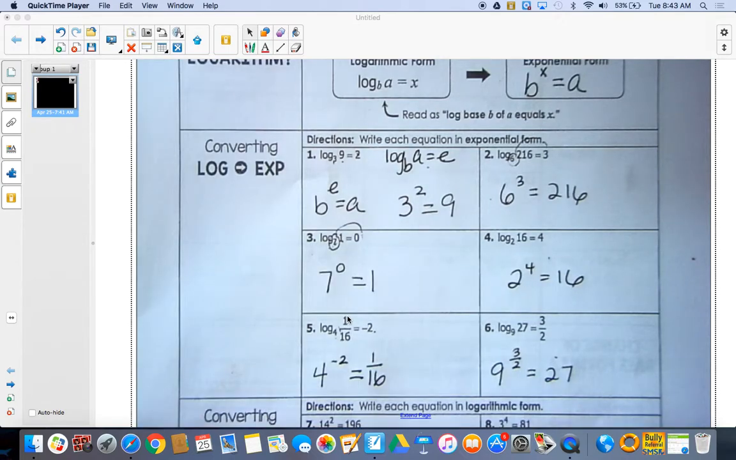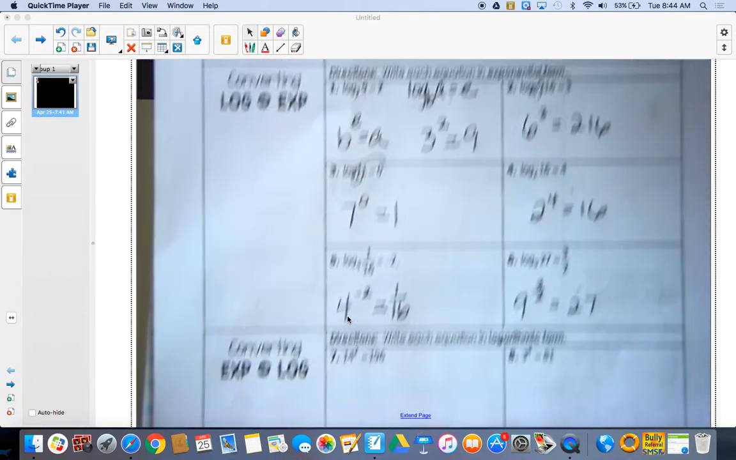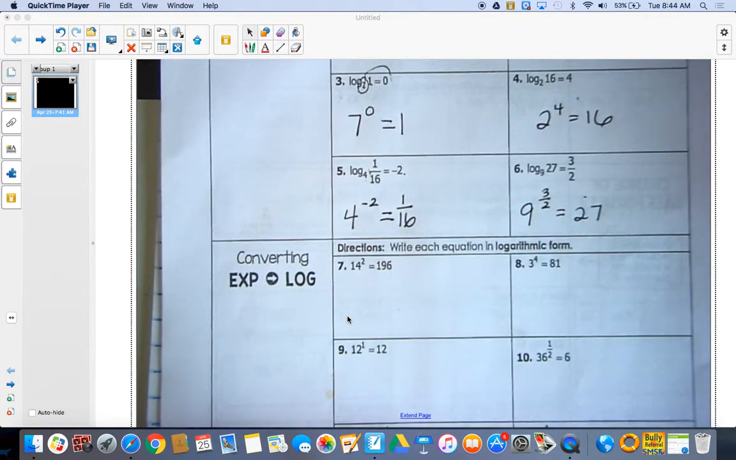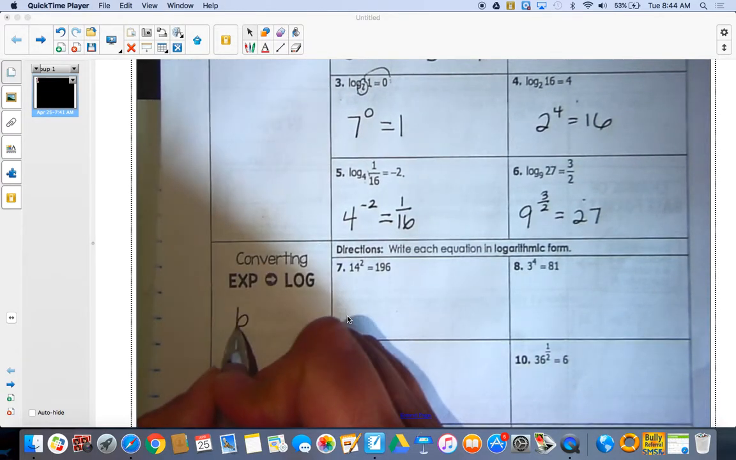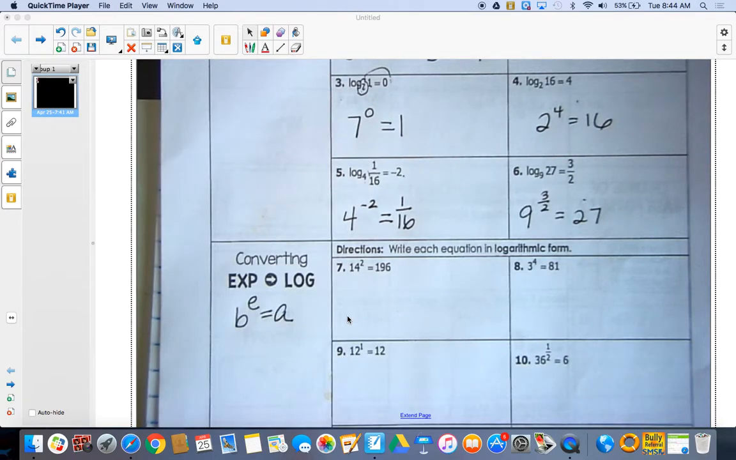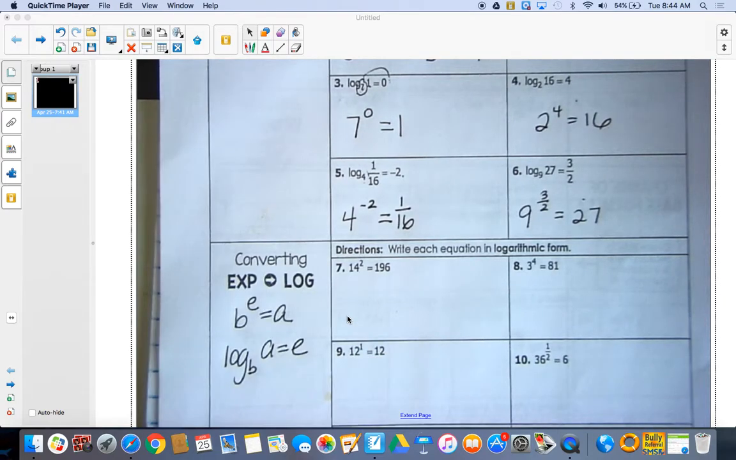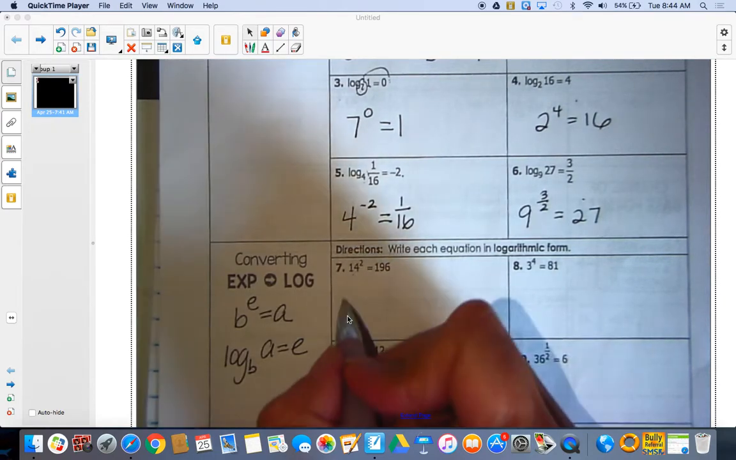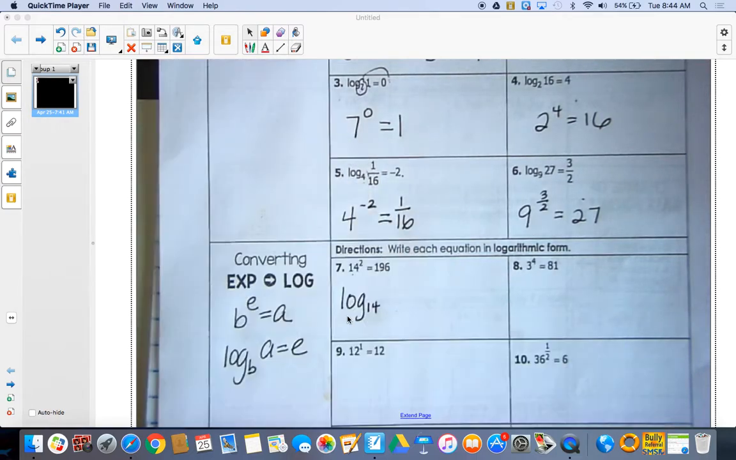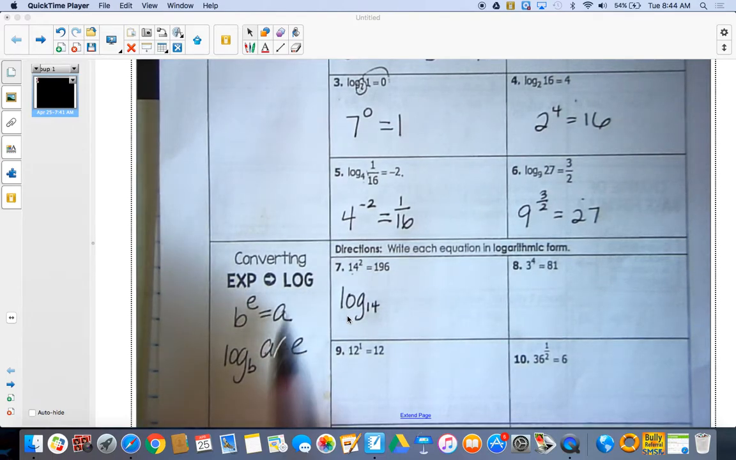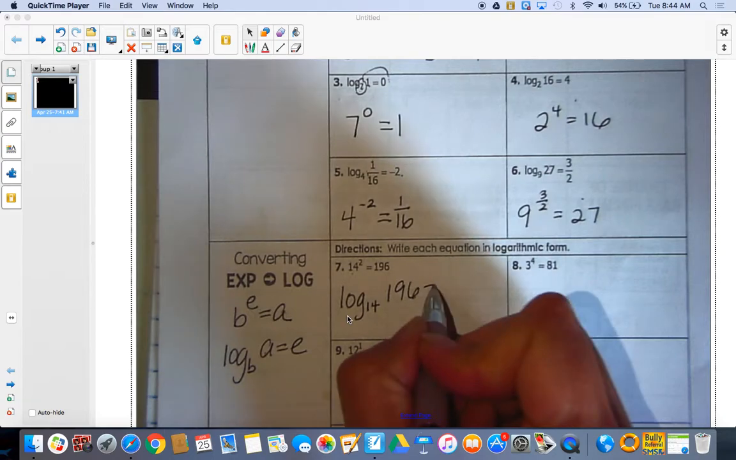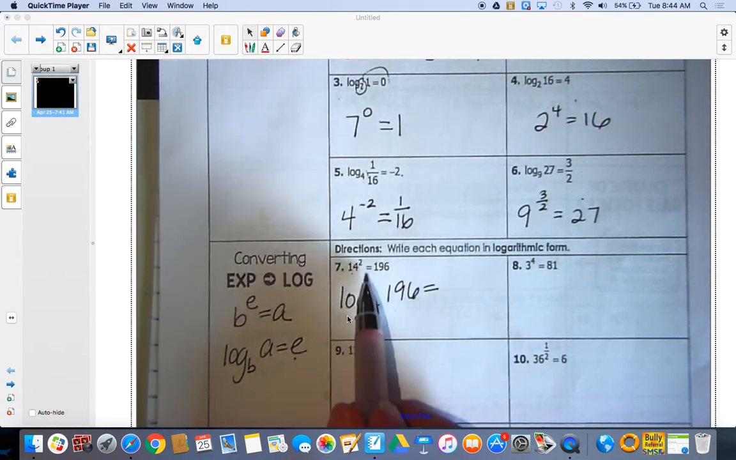Okay, go ahead and check your answer. Make sure it's correct. Any questions? Okay, so now the second part, let's take it from exponential form to logarithmic form. Remember, it's our base, exponent equals answer, and we want to write it as log base, answer equals exponent. So our base is 14. So we need to make sure the 14 looks a little bit smaller, like a subscript, okay? Our answer here is 196, and it equals our exponent, which is 2.